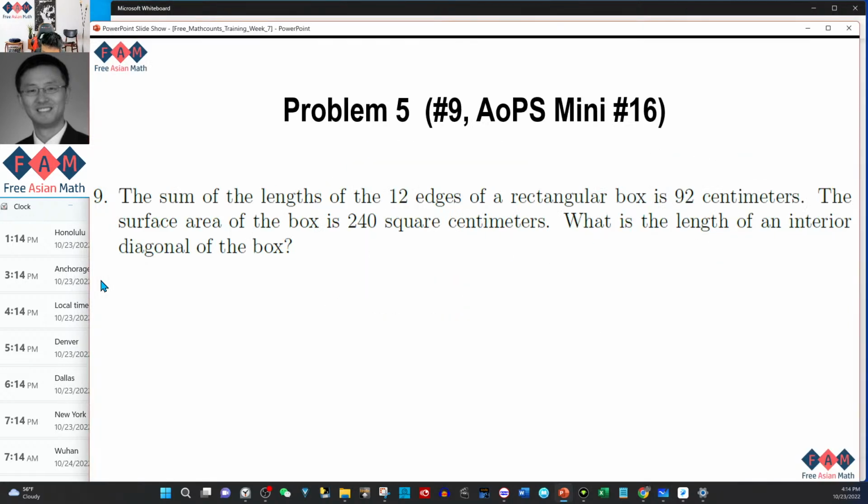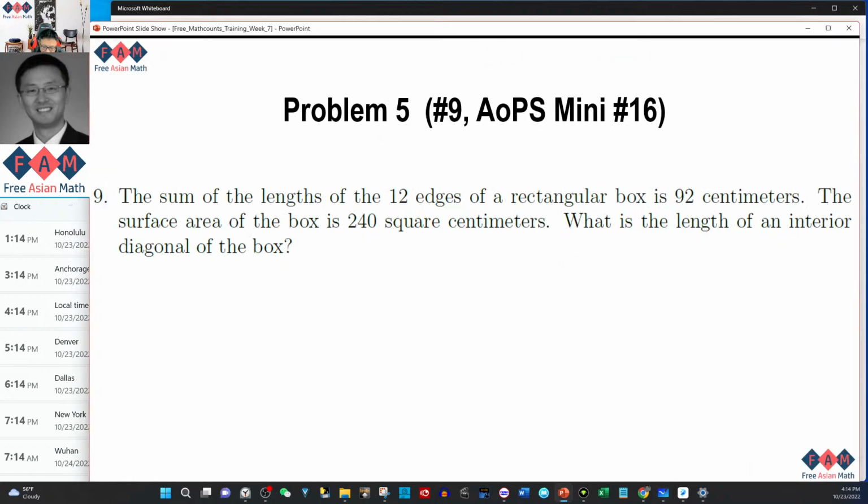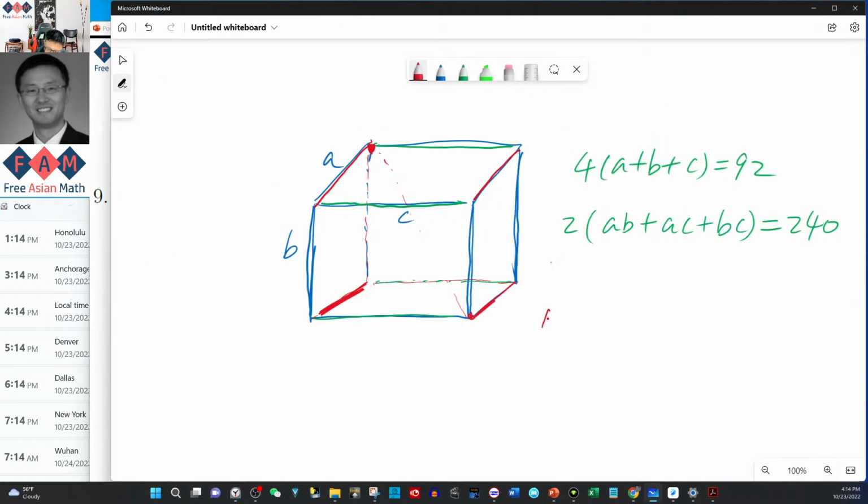And what is the question? The question is, what is the length of what? Interior diagonal of the box. Okay, we need to draw a diagonal of the box from this vertex to this vertex. Does anybody know what this is? Well, this is a standard trick, right? You have to know what the diagonal of a rectangular box is. For that, you should know something really fundamental. It's the square root of a squared plus b squared plus c squared.